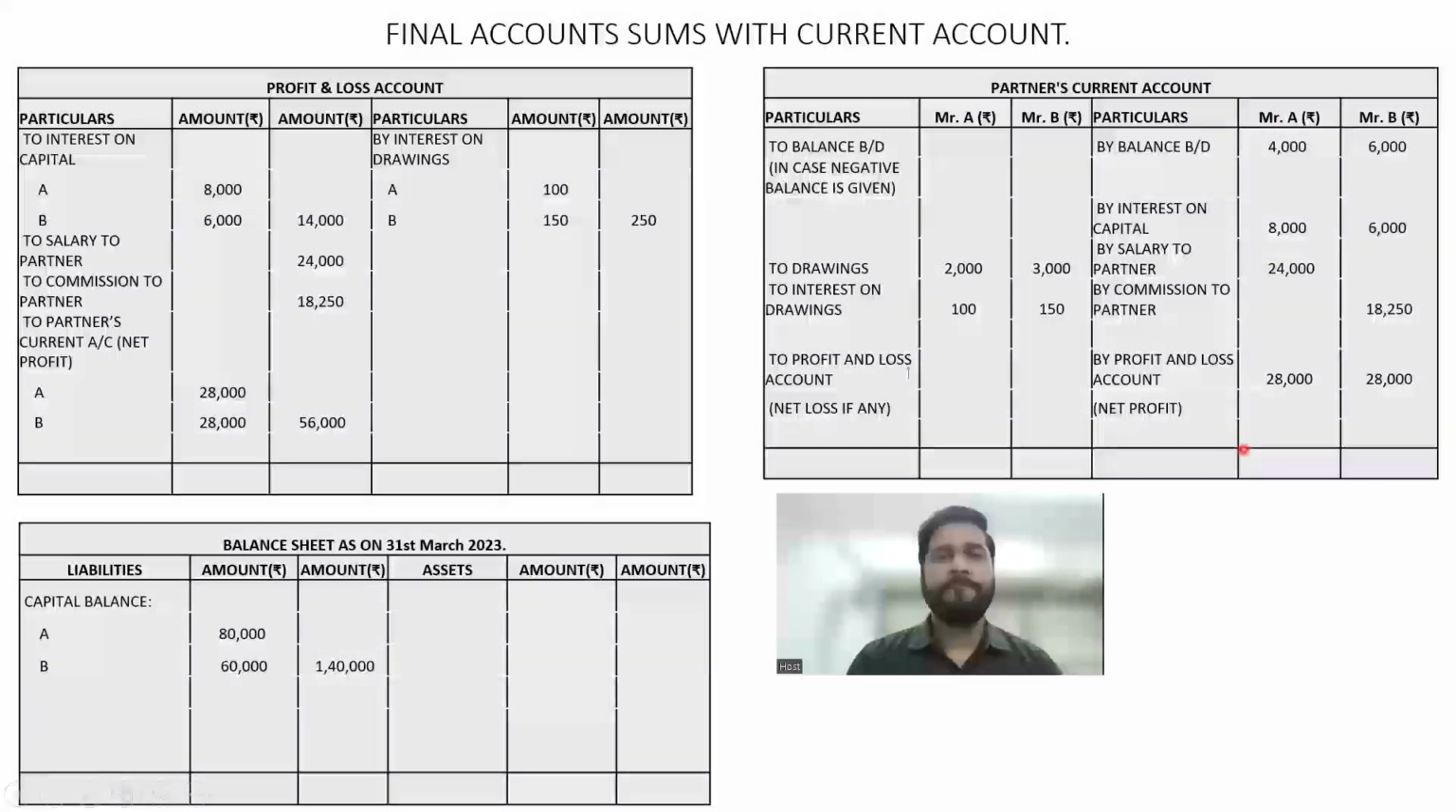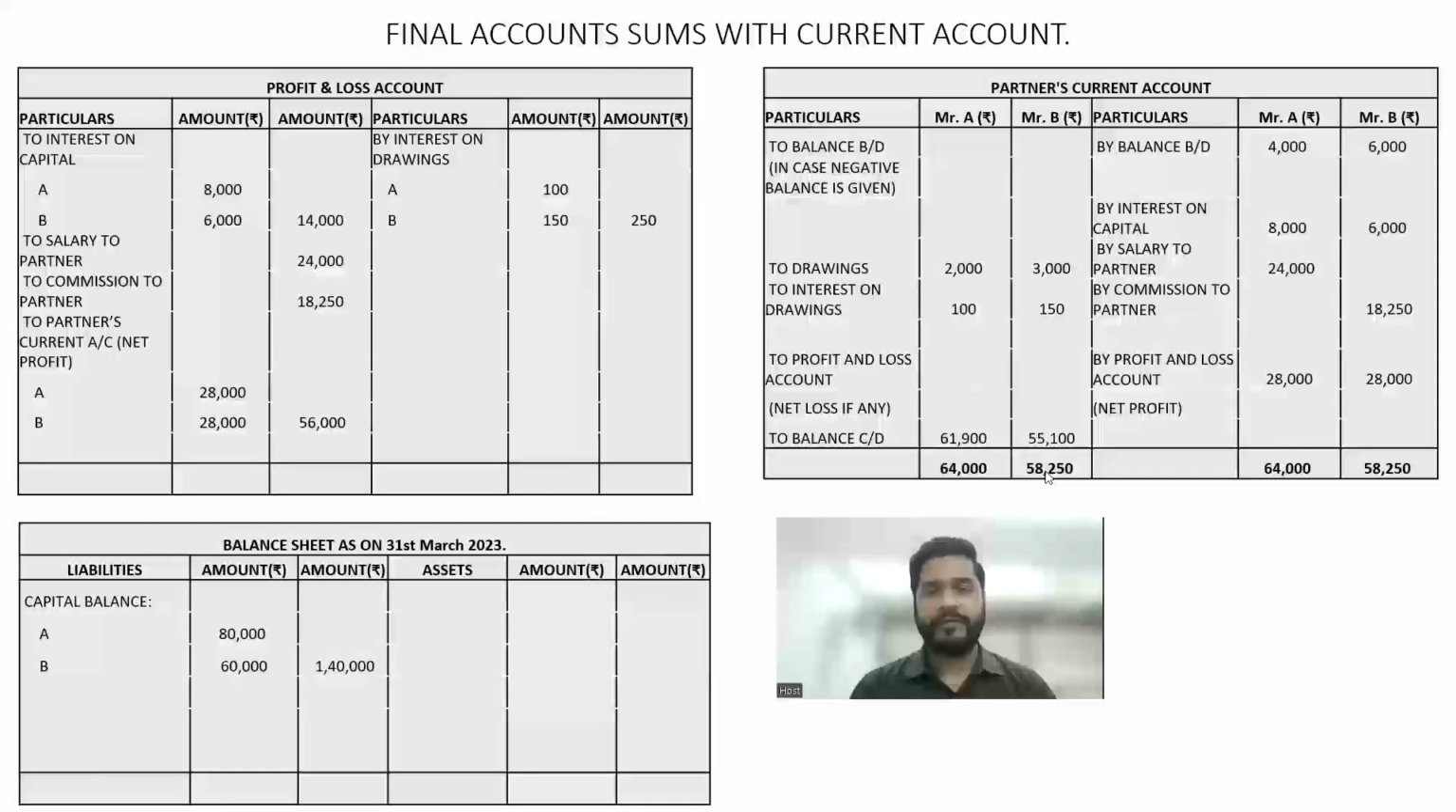Make the total of the credit side, subtract the debit side total, and you will get the balances like this: 61,900 and 55,100. These are the balances of the current account. As you see, the current account credit side is greater than the debit side. These balances will go on the liability side here. What if the debit side is heavy? Then the closing balances will come as by balance carried down.